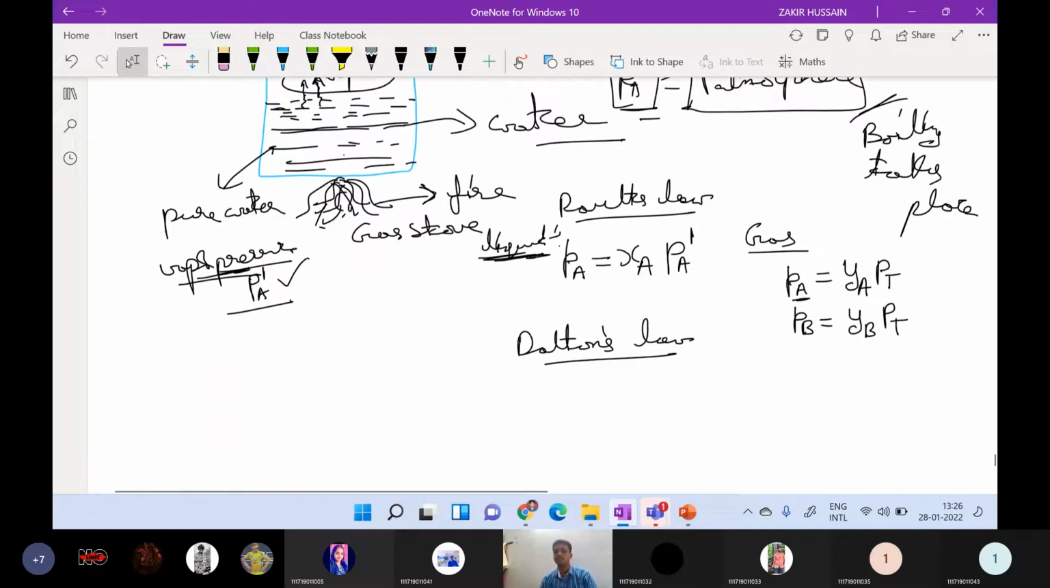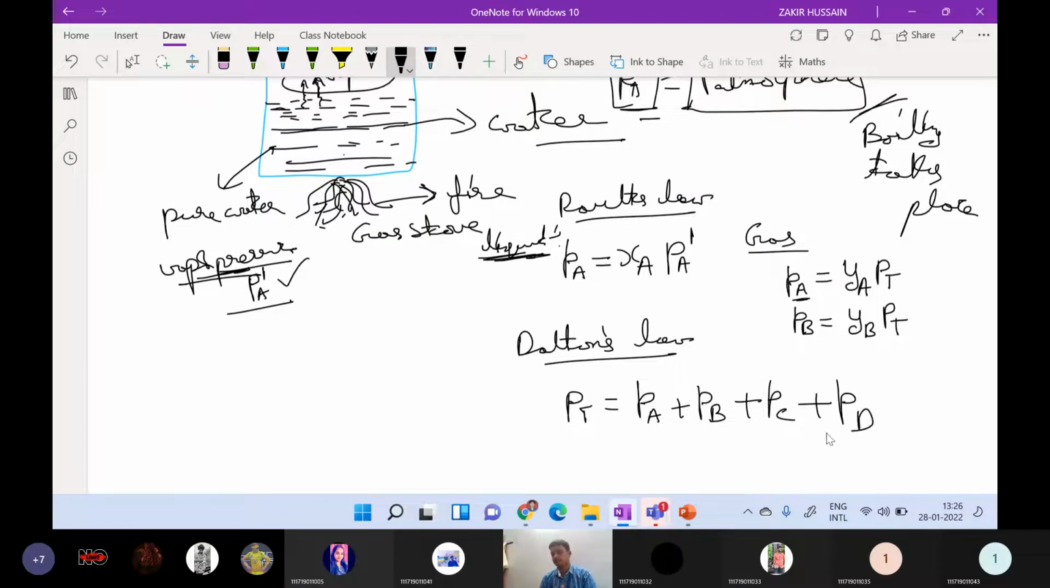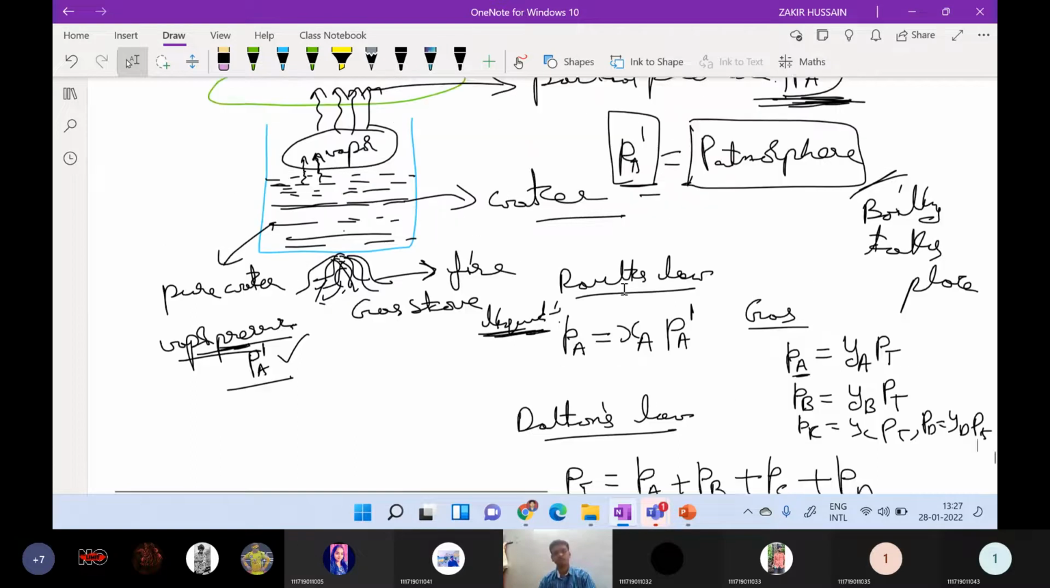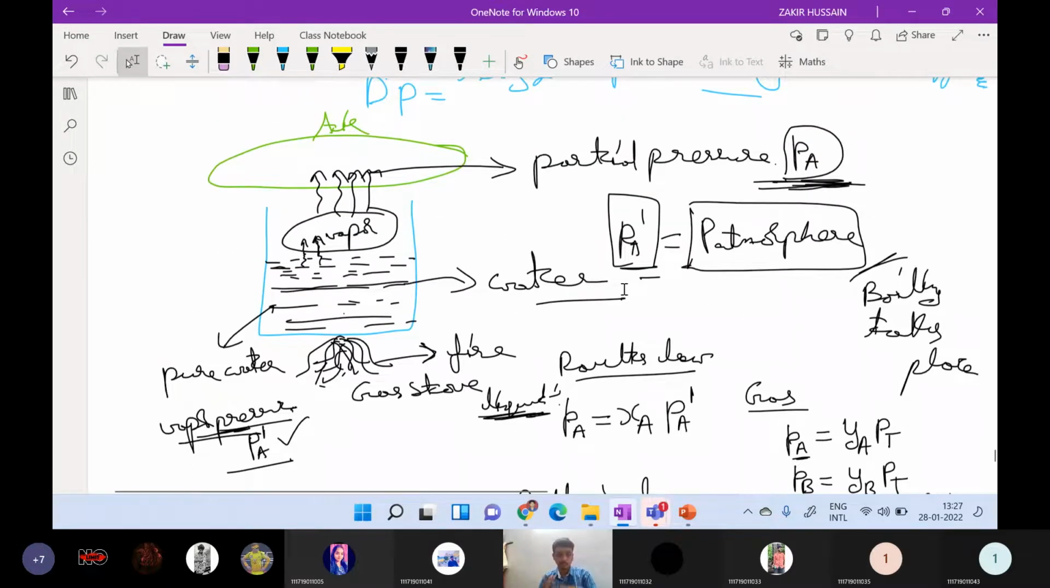Dalton's law says that the total pressure is the sum of the partial pressures of all the components in that stream. If there are 3 components, we add PC; if there are 4 components, we add PD. Here also PC is equal to YC into PT, and PD is equal to YD into PT. This is the concept from which Raoult's law and Dalton's law evolved. Is that clear? These concepts are very important.